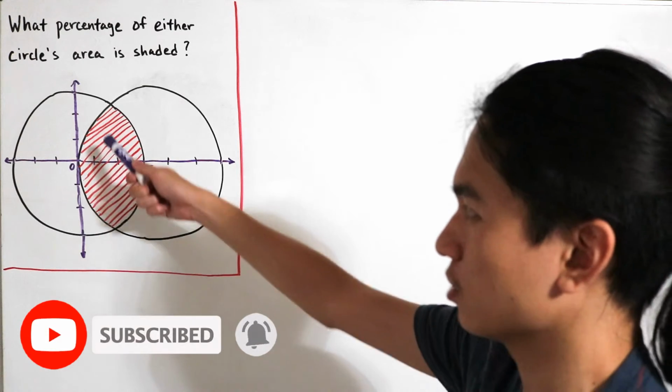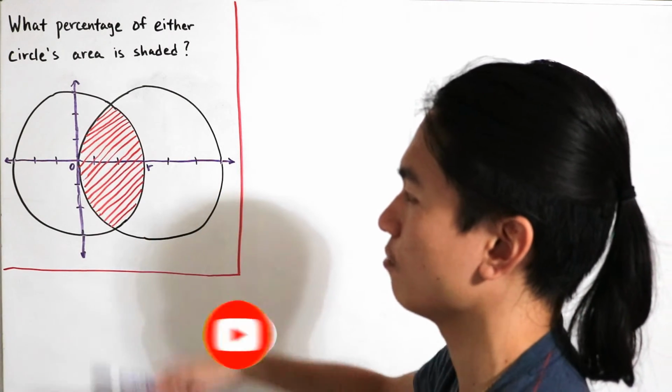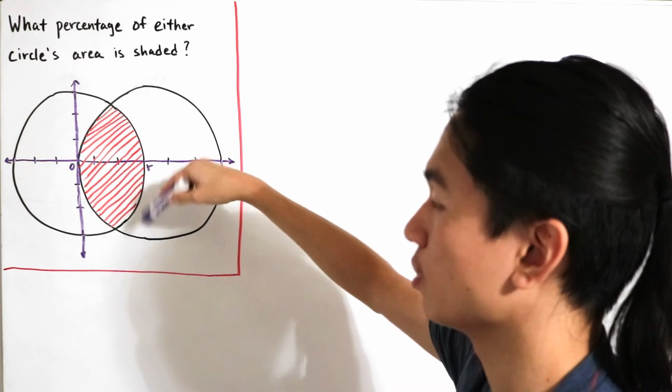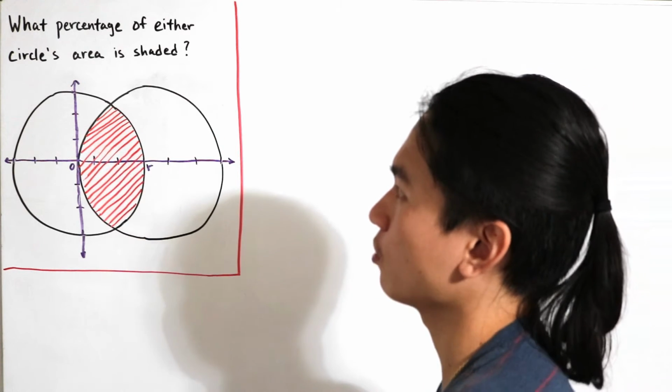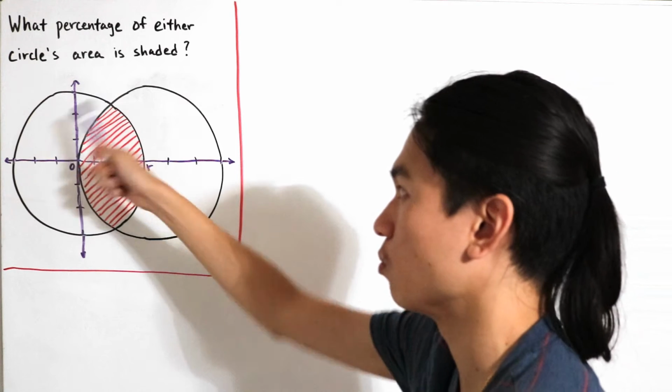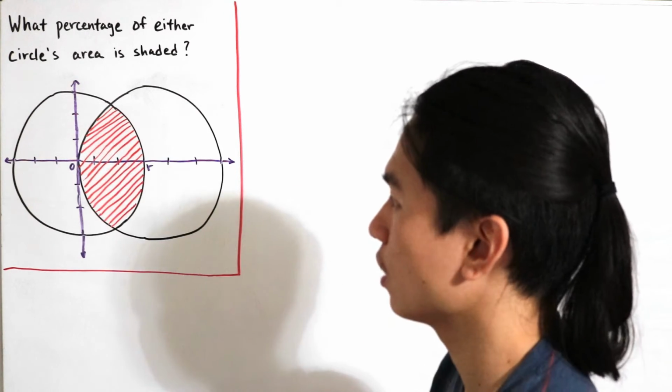Here we have the little design of a Venn diagram, and here we have the little center that's closed in with the shaded area, and we want to calculate the percentage of this shaded area being inside either one of these circles over here.